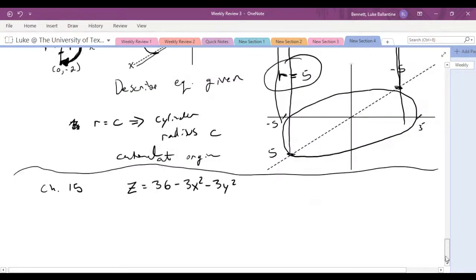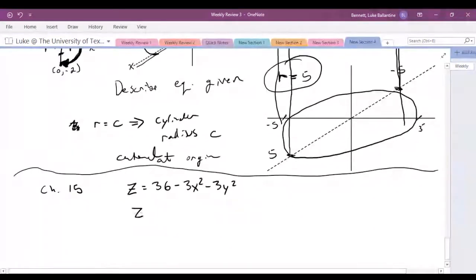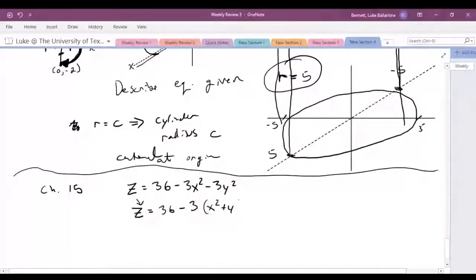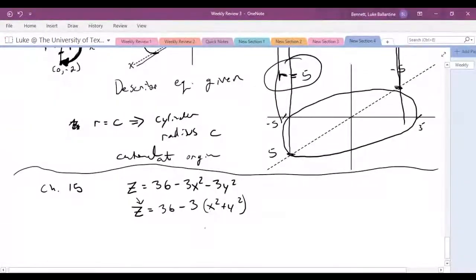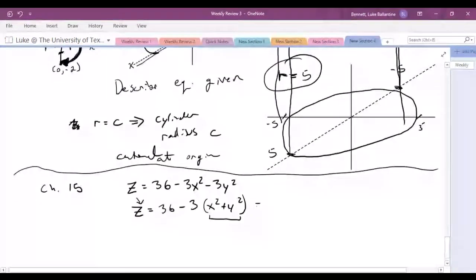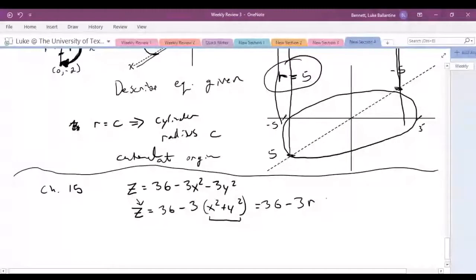And so it'd just be a lot easier to convert it to polar, or to cylindrical. So we have z equals z, so z stays. And then we have 36 minus, and factor out a 3, negative 3, x squared plus y squared. Well, x squared plus y squared in cylindrical is r squared.